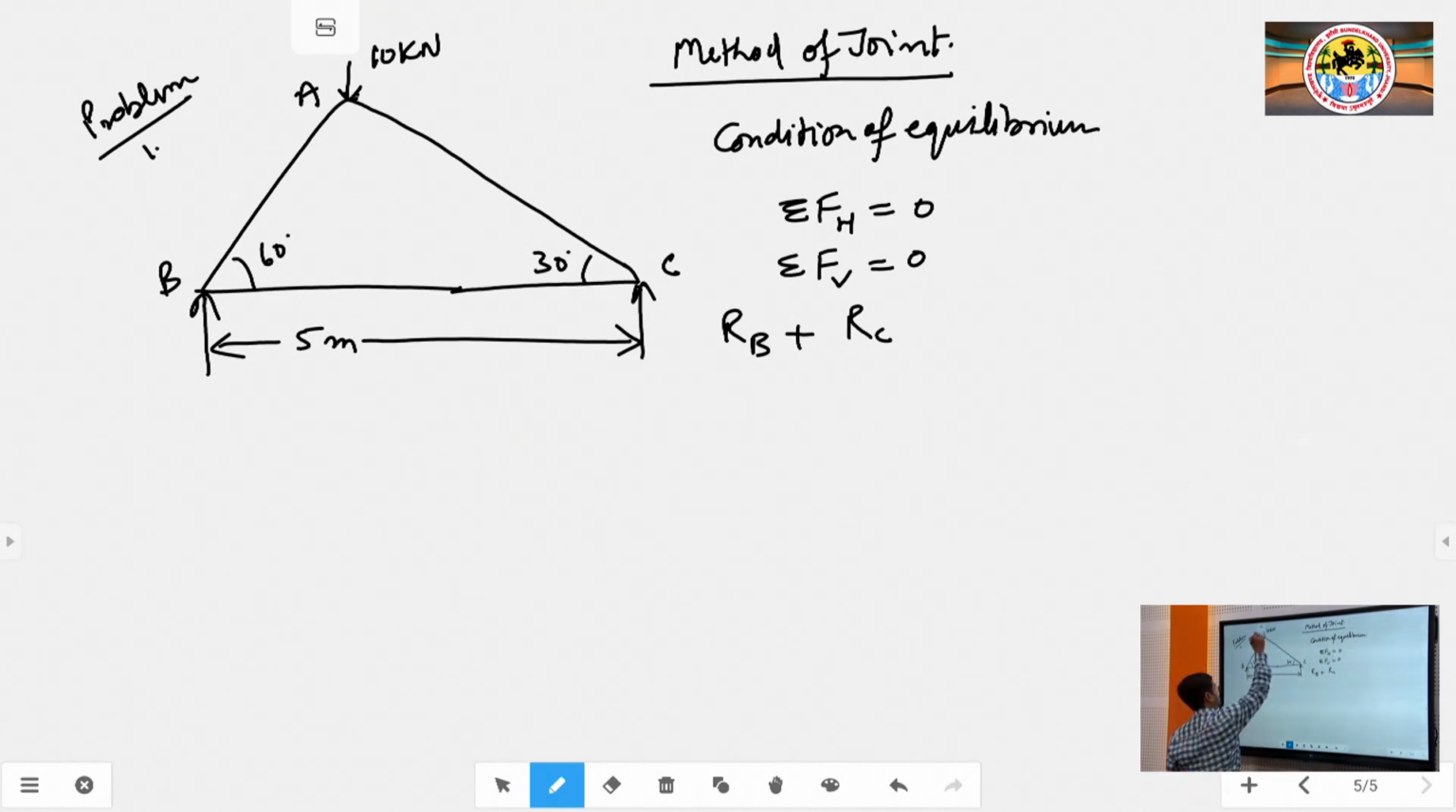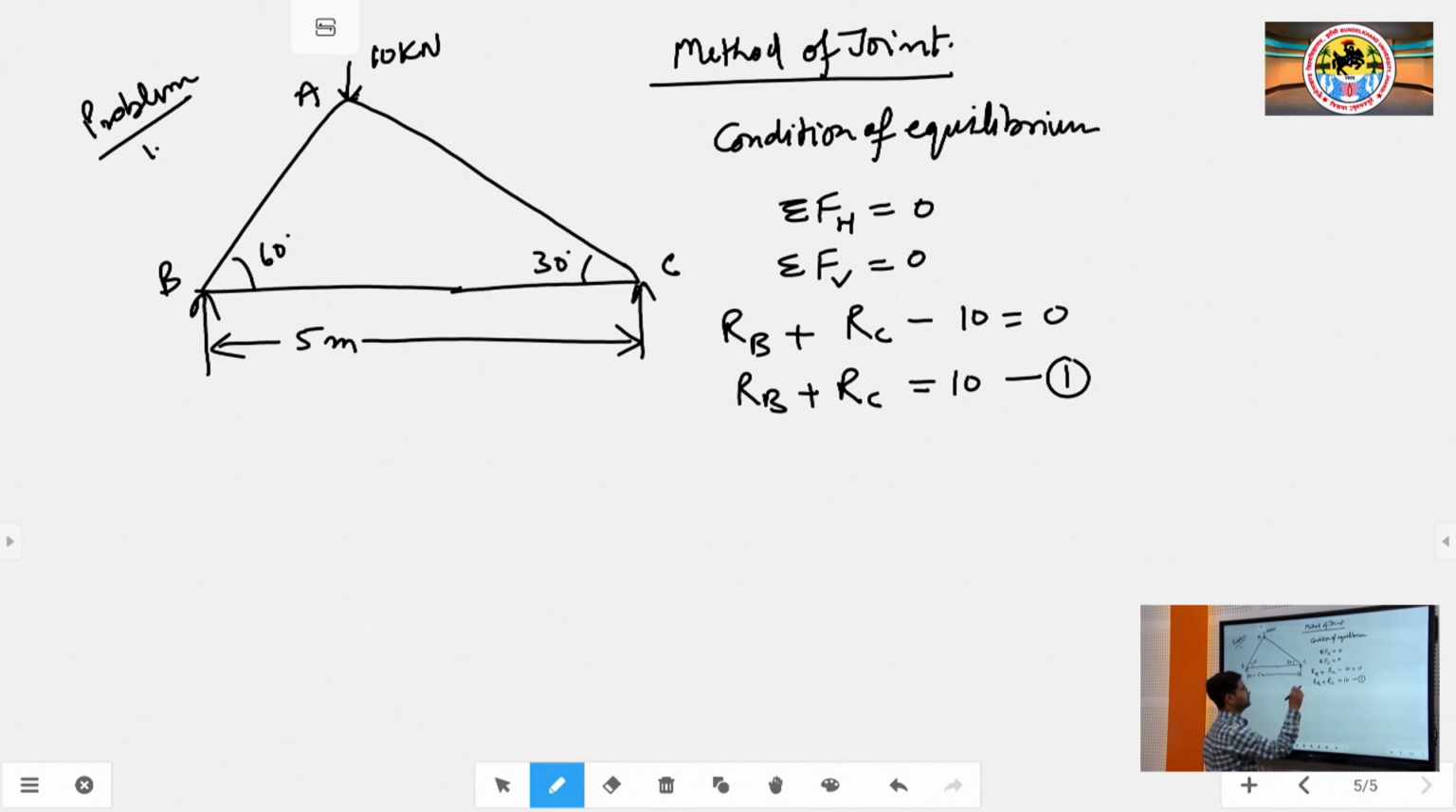At point A there is an external load applied, and the direction of this force is downward. According to sign convention, we consider upward forces as positive and downward forces as negative. So, this will become minus 10 and it should be equal to 0, because there are no other forces acting on this truss. According to this equation, R B plus R C is equal to 10. Consider this equation number 1.